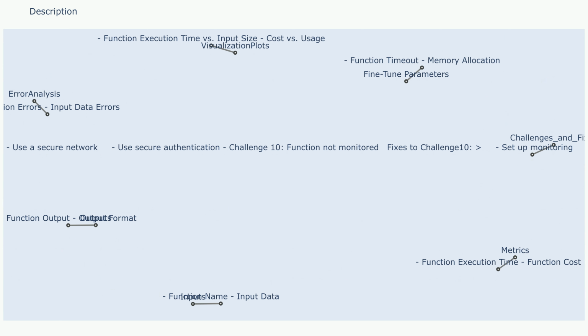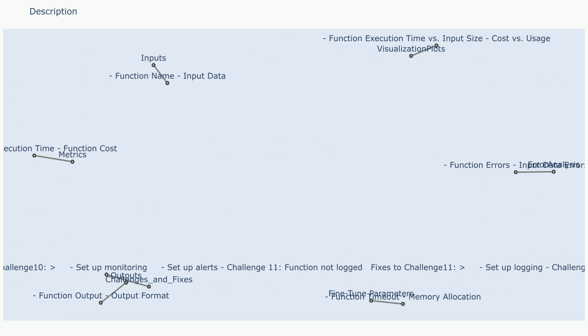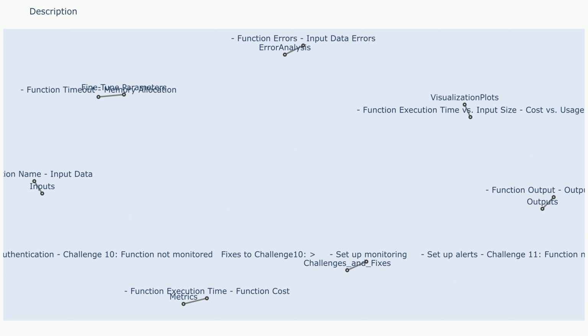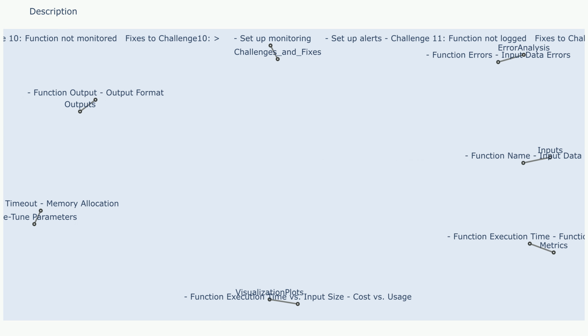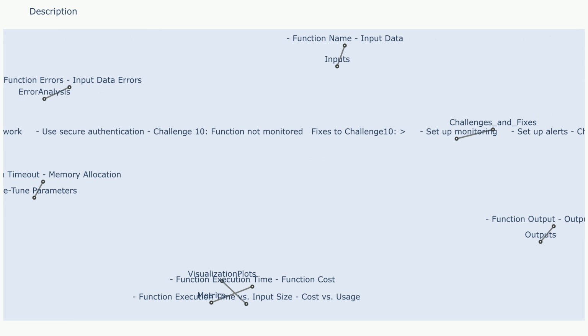None. Challenges and fixes. Challenge 1, the function name may not be valid. Sample use case that resulted in challenge 1: using an invalid function name, such as my function. Fixes to challenge 1: ensure that the function name is valid and exists. Challenge 2, the function arguments may not be valid. Sample use case that resulted in challenge 2: using an invalid argument type or value, such as passing a string to a function that expects an integer. Fixes to challenge 2: ensure that the function arguments are valid and of the correct type.